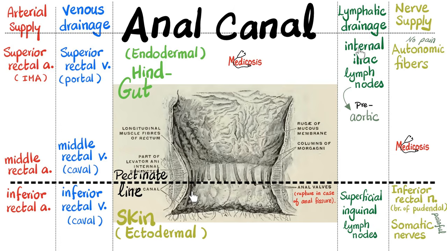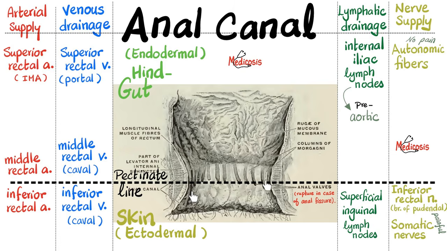Lymphatic drainage. Above the pectinate line, I'm going to the internal iliac lymph nodes. Below the pectinate line, I'm going to superficial inguinal lymph nodes. Innervation. Above the pectinate line, it's autonomic, it's visceral, it's splanchnic. Insensitive to pain, but sensitive to distension. Distal to the pectinate line, inferior rectal nerve, which is a branch of the pudendal nerve. These nerves are somatic and they are sensitive to pain indeed. During per-rectal examination of a patient, passing the gloved finger through this part is going to hurt, but above here, it's not going to hurt. The patient will not feel any pain, but the patient might feel distension.